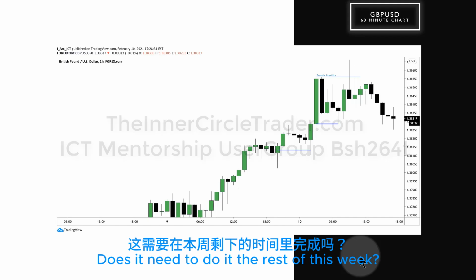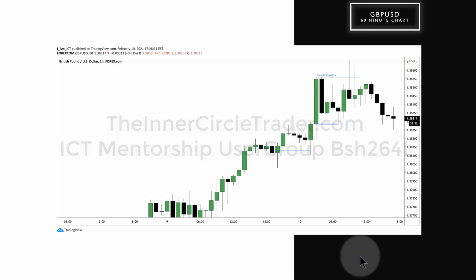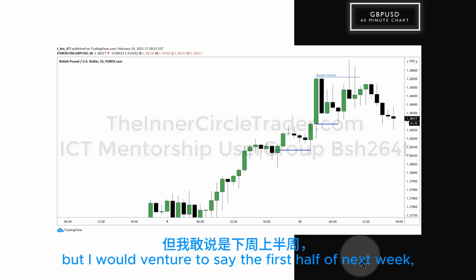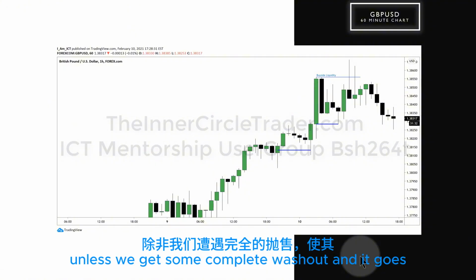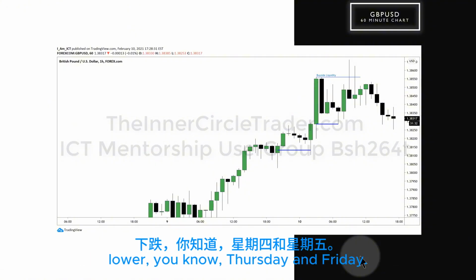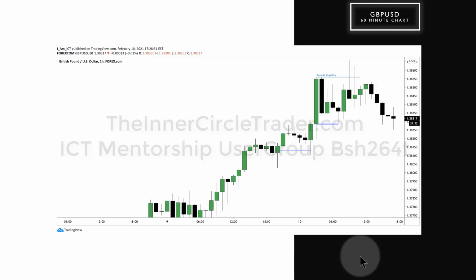Does it need to do it the rest of this week? No. But I would venture to say the first half of next week, unless we get some complete washout and it goes lower, Thursday and Friday. I don't think that anything here is bearish yet.